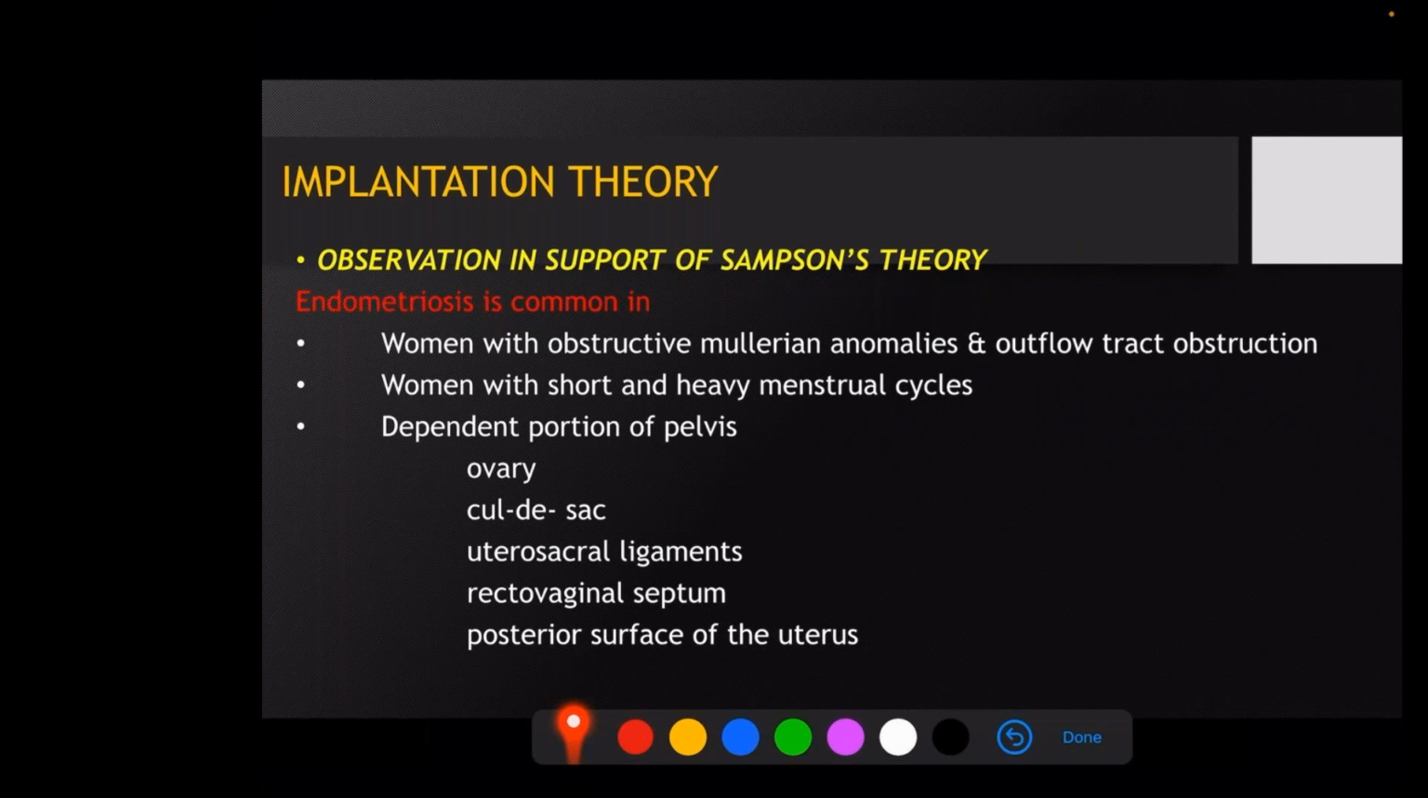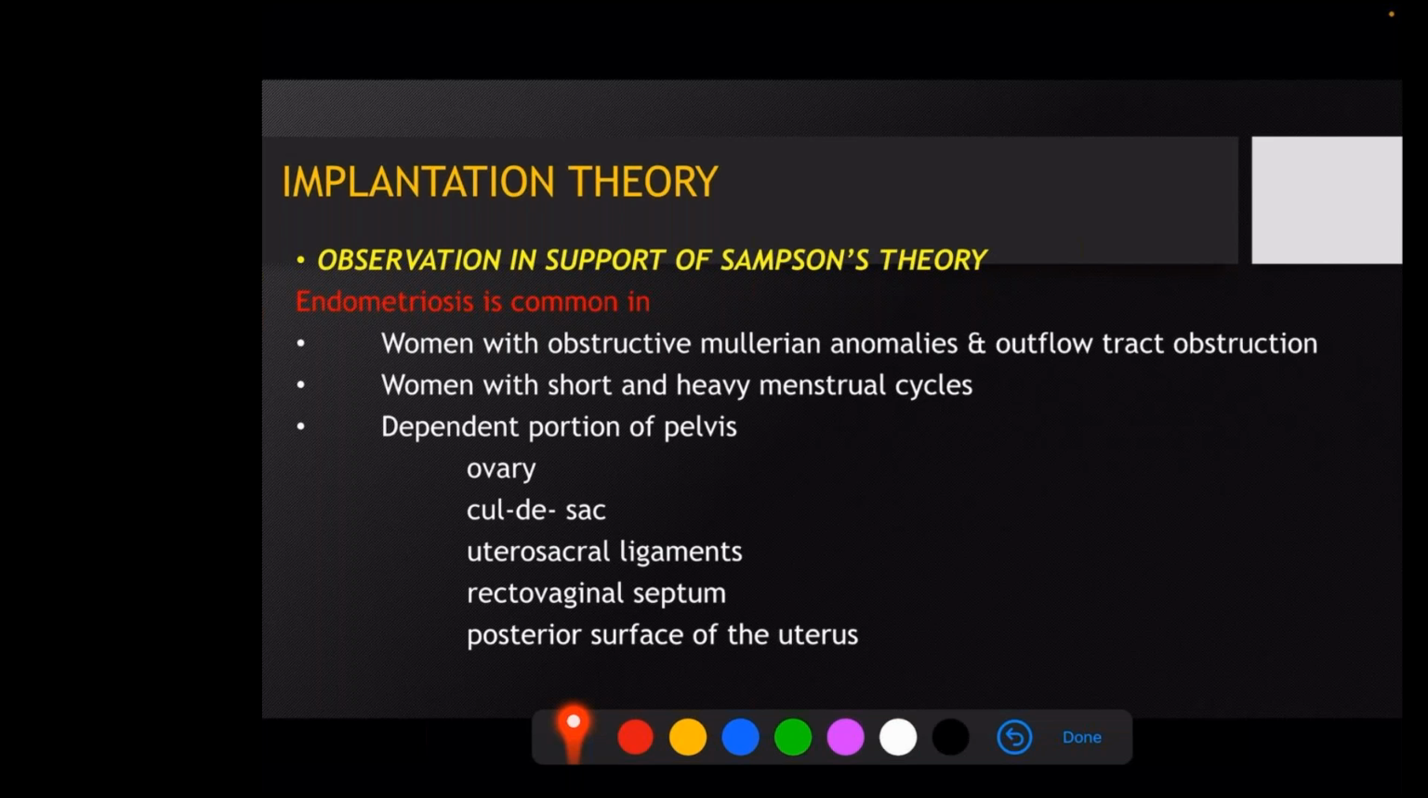So, there must be some additional factors. For example, genetic or some other favorable factors that induce the growth of these endometrial cells in the ectopic location in some women, but not in others. There may be genetic or immunological factors that induce the growth of these endometrial cells in the ectopic location in some women, but not in others.